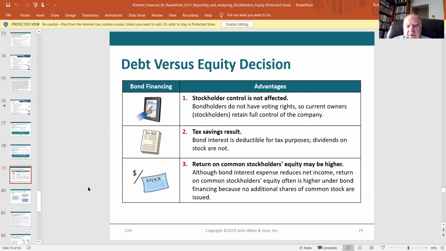Debt versus equity. They have various advantages and disadvantages. The prior chapter was debt. Bond financing. We're borrowing money. Well, if we borrow money, we're not giving away part of ownership of the company to anybody. Bondholders have no voting rights, so current owners retain full control. If somebody bought $1 million of your bonds, they have no leverage over you.